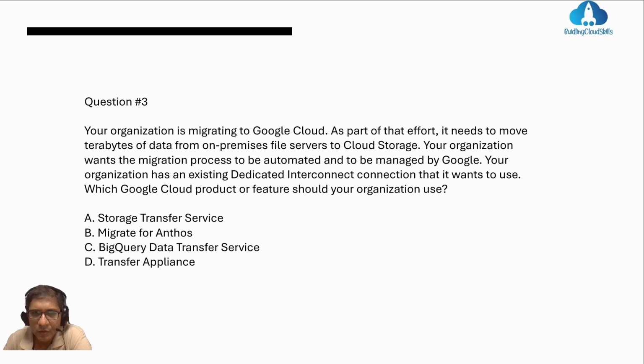Option A, storage transfer service. Option B, migrate for Anthos. Option C, BigQuery data transfer service. Option D, transfer appliance. Now there are two options which align to the question: storage transfer service and transfer appliance. Transfer appliance is for offline transfer and storage transfer is for online transfer.